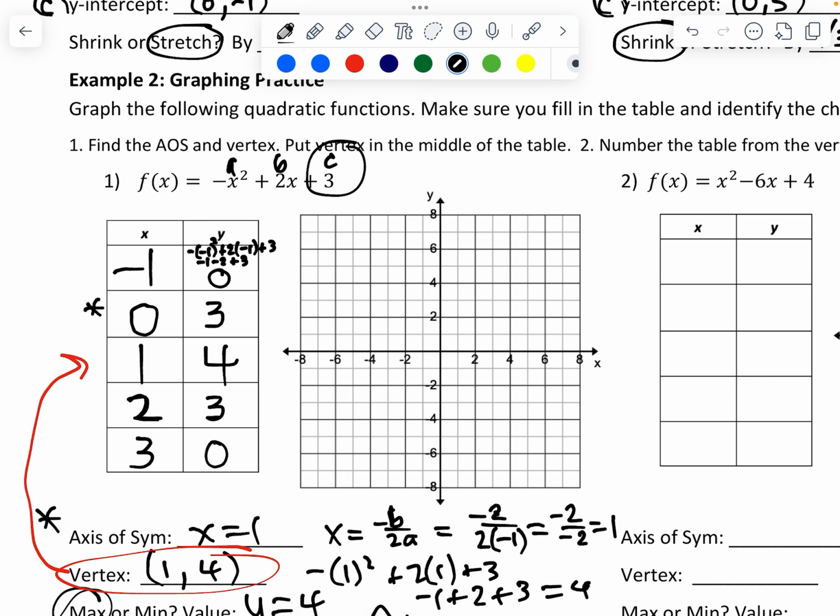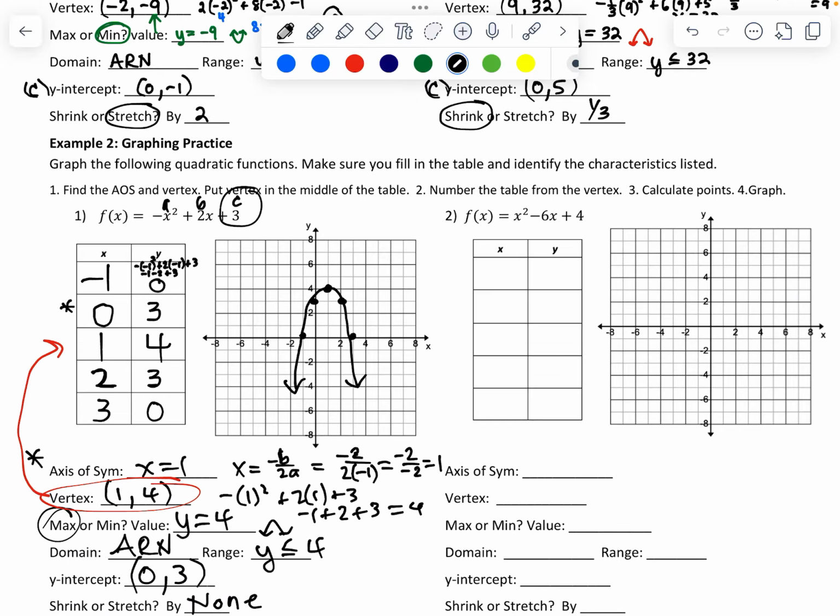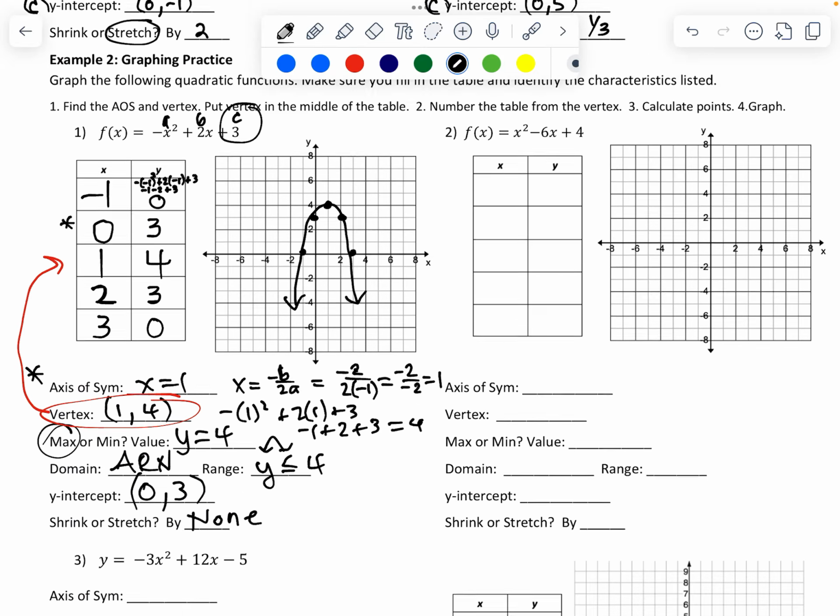All right, so we are going to graph it now. My vertex is (1, 4). So this is (1, 4), (0, 3), my other point is (2, 3), and (-1, 0) and (3, 0). If it does not make a parabola, you did something wrong. So this is a parabola opening down.